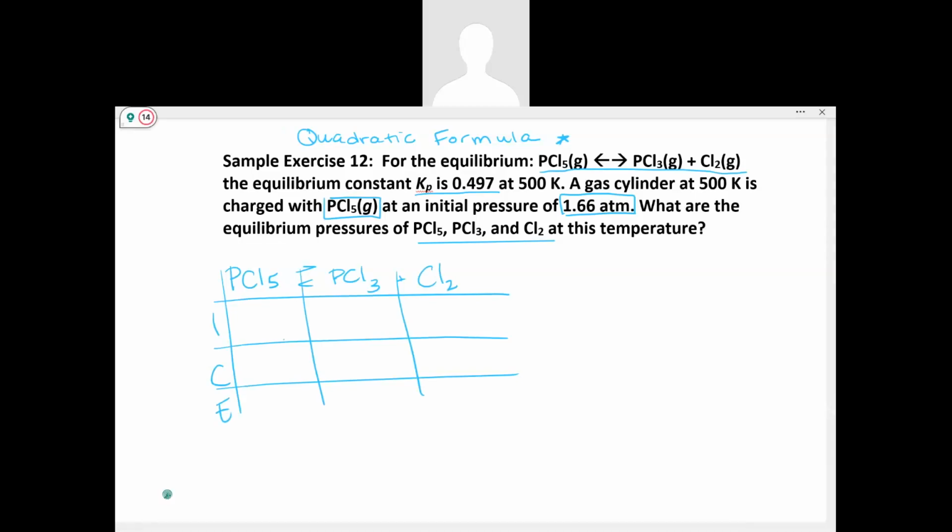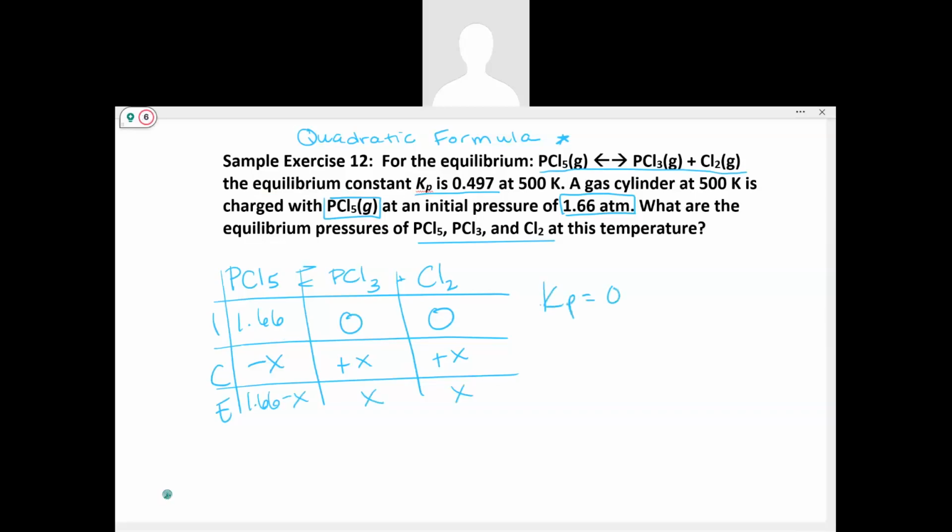All right, so let's plug in some values. We're given that the pressure of our reactant is 1.66 atmospheres initially. We know they're all one-to-one, so as this decreases, both of these products will increase by the same amount, and we'll assume there's zero of the two products at the initial conditions, since they're not mentioned. So now our equilibrium would be 1.66 minus x, and both of these would just be x.